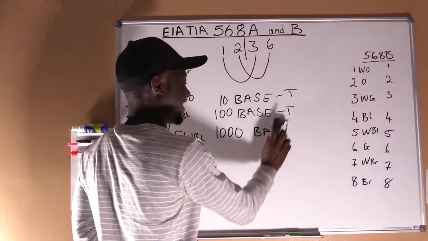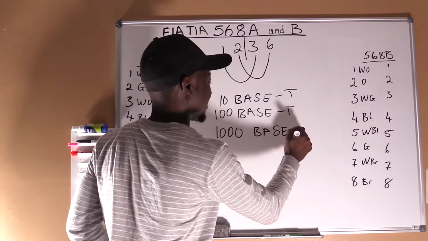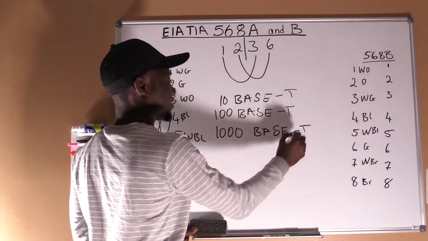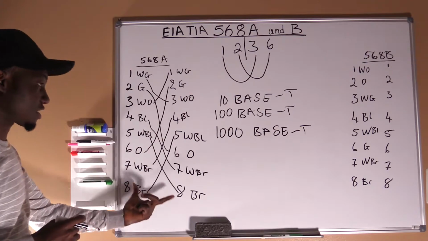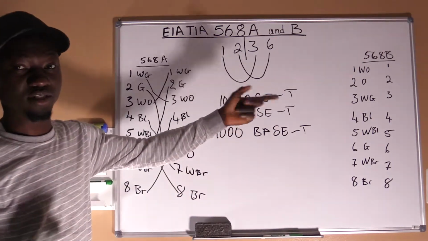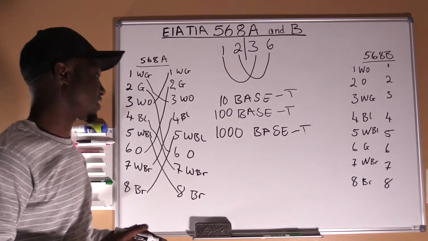Can't spell. T. There we go. So that's a gigabit connection. You need all the wires connected, and then for 100 base T and a 10 base T, you only need the 1, 2, 3, and 6.